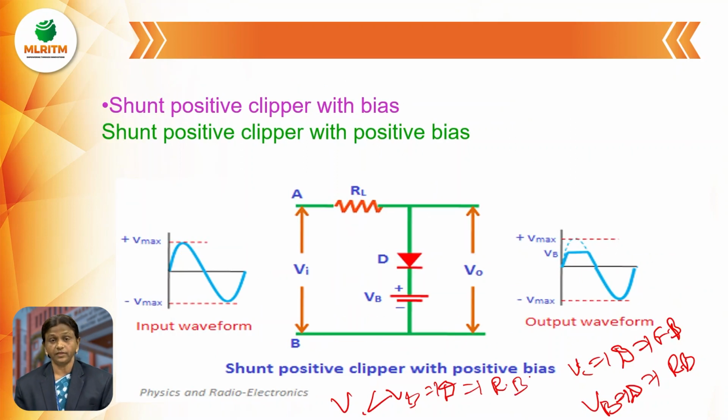The next condition is VA greater than VB. When VA is greater than VB, which voltage is the high voltage? VI. So due to VI, the diode is in forward bias. So when VA is greater than VB, the diode is in forward bias.